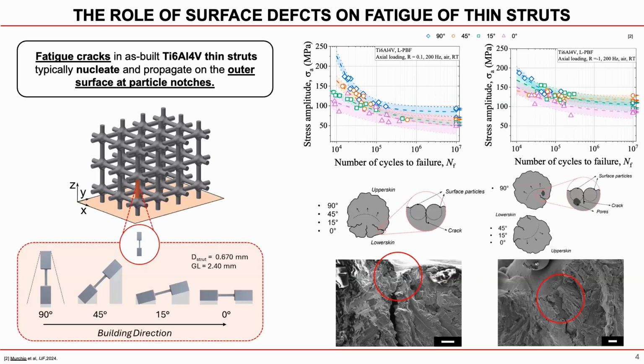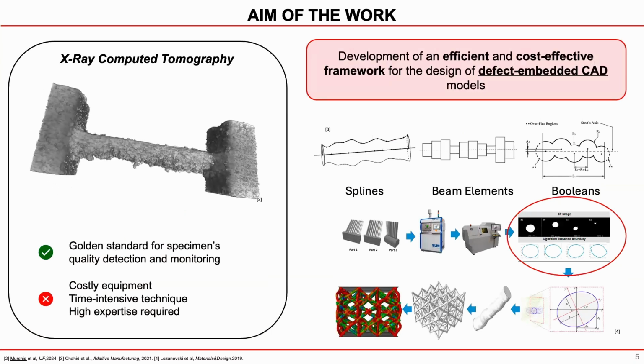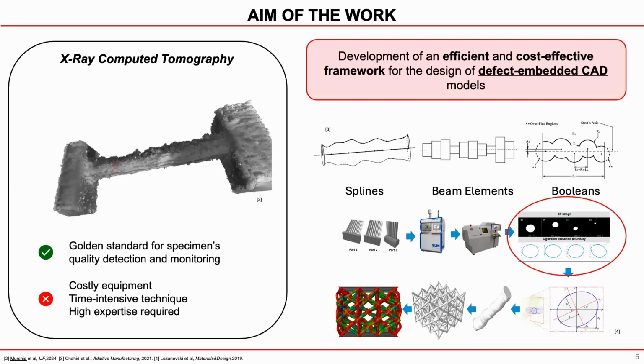Usually, what we have noticed, at least for titanium samples, is that for tension-dominated fatigue regimes and fully reversed fatigue regimes, cracks start from the outer surface of as-built structures. But in particular, they start from notches that are created between particles which are not properly molten. With this idea, to detect this kind of features, CT scans can be considered the golden standard for quality detection, monitoring and inspection of these specimens.